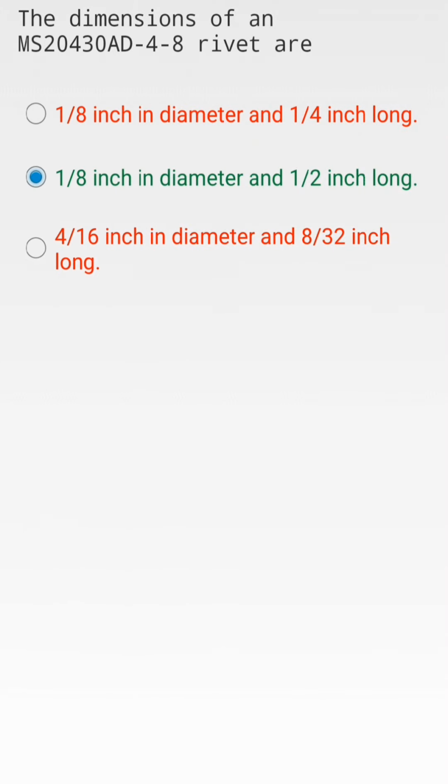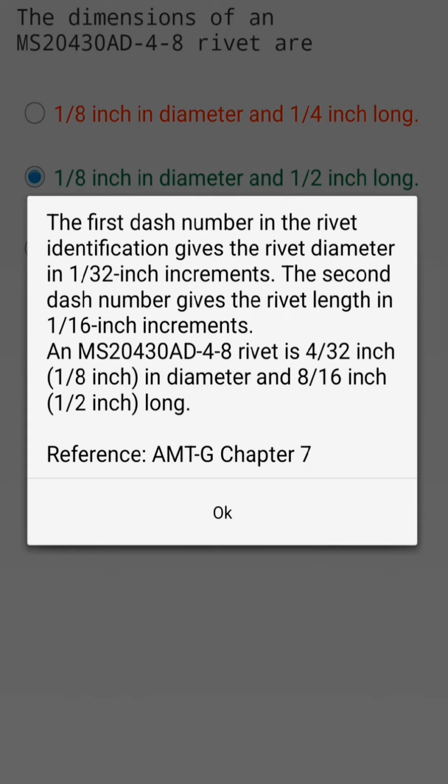The dimensions of an MS20470AD-4-8 rivet are 1/8 inch in diameter and 1/2 inch long. The first dash number in the rivet identification gives the rivet diameter in 1/32 inch increments. The second dash number gives the rivet length in 1/16 inch increments. An MS20470AD-4-8 rivet is 4/32 inch, 1/8 inch in diameter and 8/16 inch, 1/2 inch long.